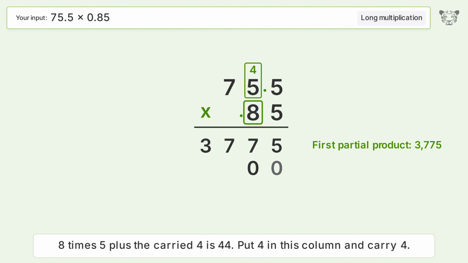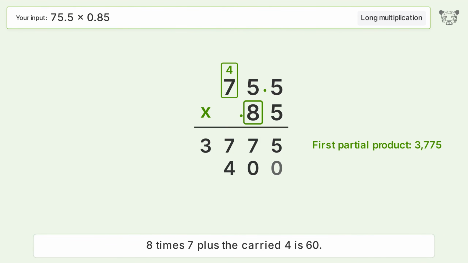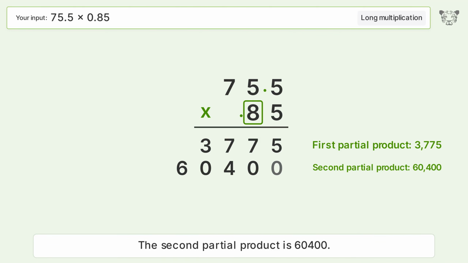8 times 5 plus the carried 4 is 44. Put 4 in this column and carry 4. 8 times 7 plus the carried 4 is 60. The second partial product is 60,400.